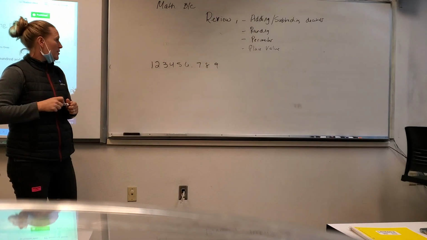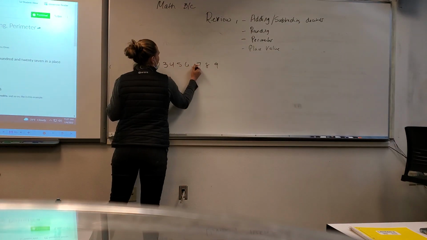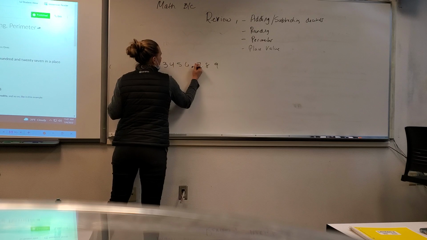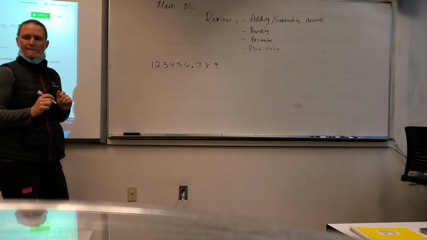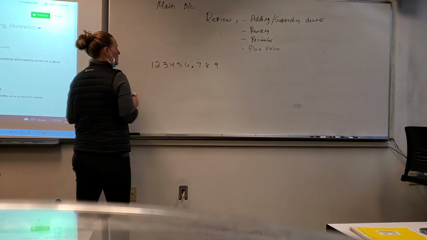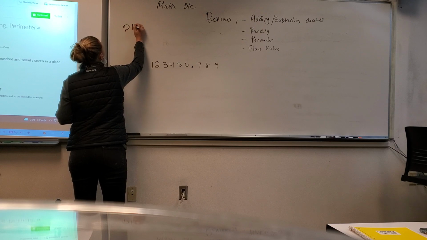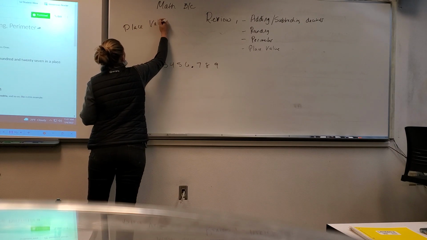So go ahead and write that number down. 123,456.789. Give you guys time to do that. So this is place value.